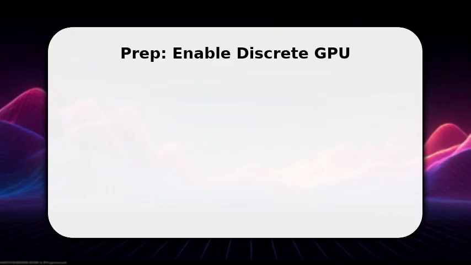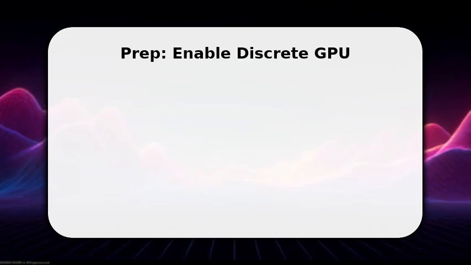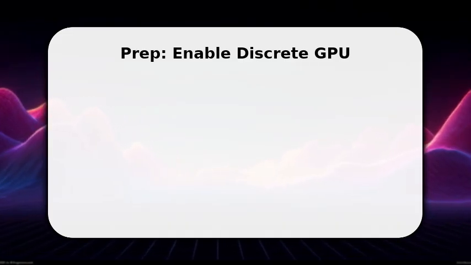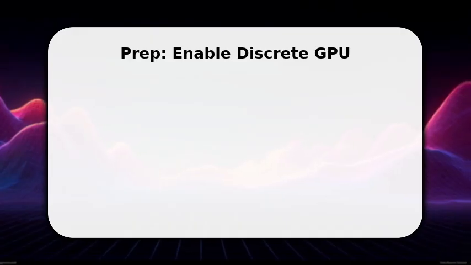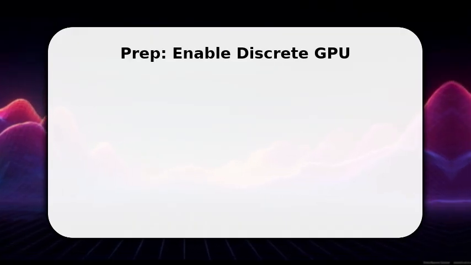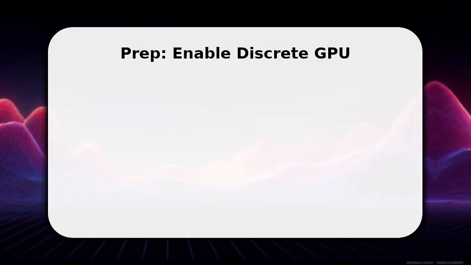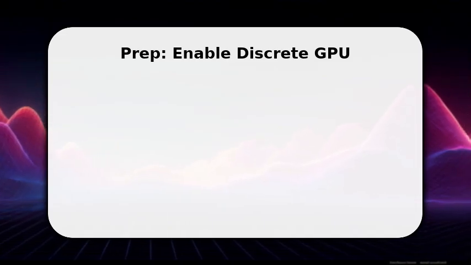You start by forcing the laptop to use the discrete GPU for gaming. This is critical because integrated chips throttle performance. First, open Device Manager and verify the dedicated GPU is recognized.